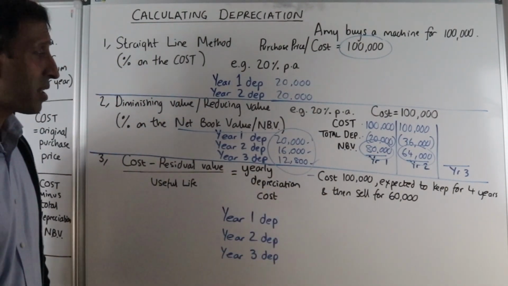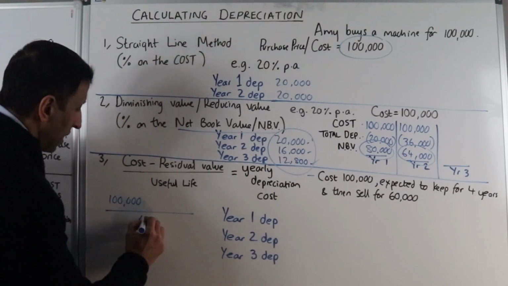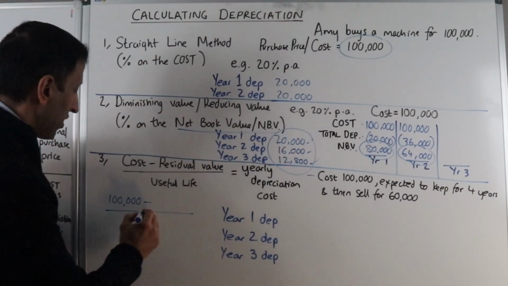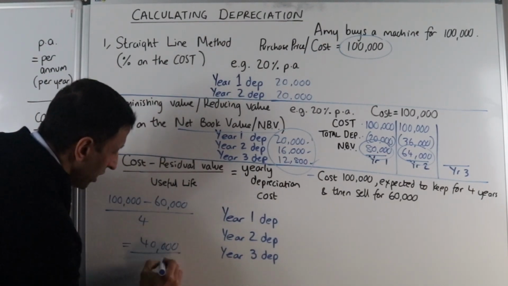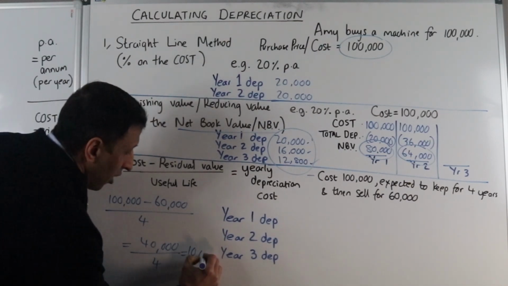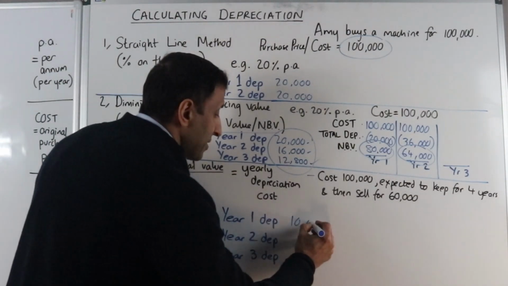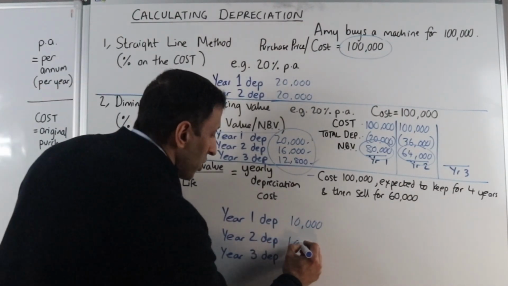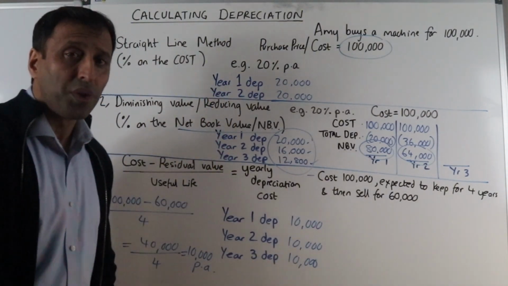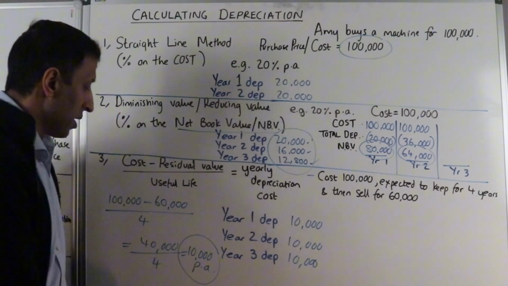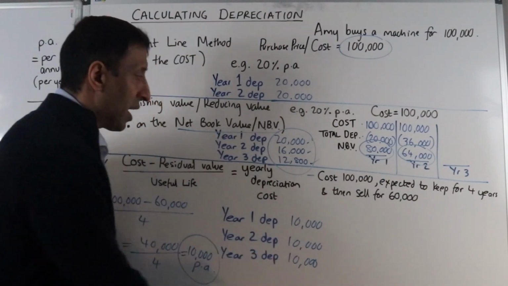So the cost being 100,000, we expect to keep the asset for 4 years, and we expect it to be worth 60,000 at the end of those 4 years. So if we work this out, that's a loss of 40,000, and that's spread over 4 years. So the yearly loss or depreciation expense is 10,000 per annum. Now, this is going to be the same no matter which year you work it out in. So the income statement or statement of profit and loss depreciation expense figure in all those years will be that 10,000 cost. Remember, this formula gives us the yearly depreciation cost, and that's 10,000 in that case.